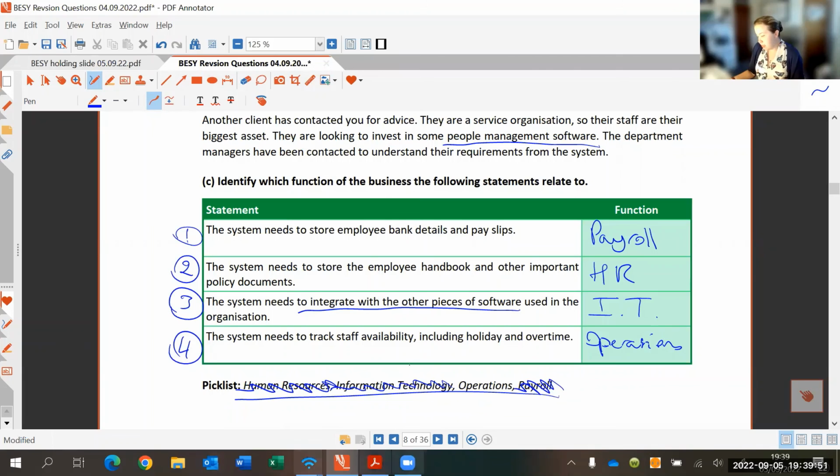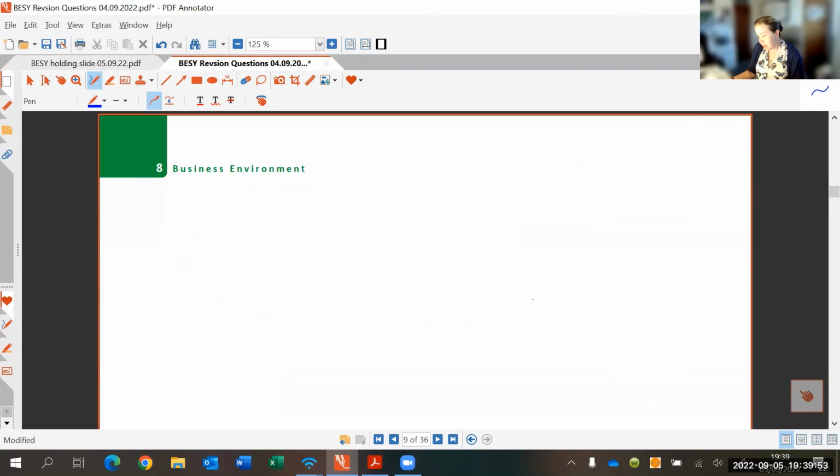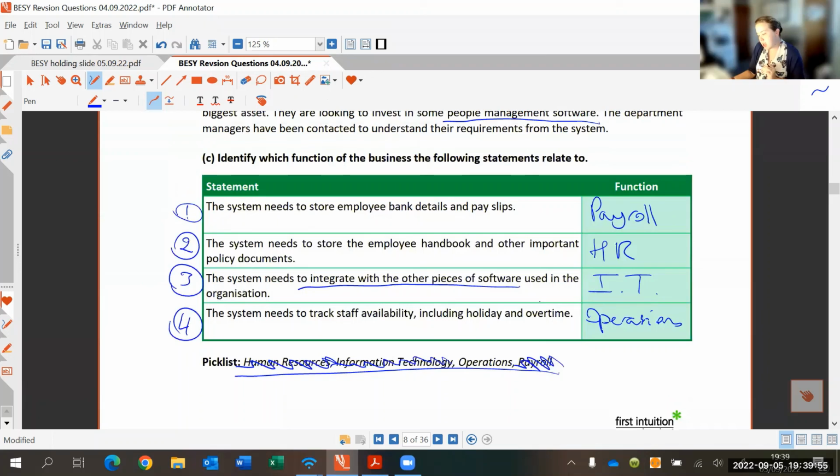So that is our first task for business environment done. I hope that you didn't find it too daunting as a start, and that you enjoyed it. And we'll have a look at task 2 next time.